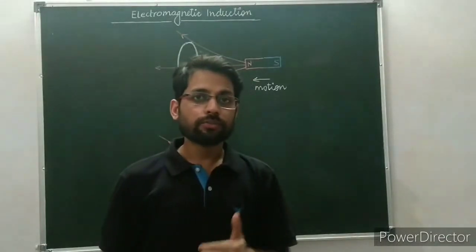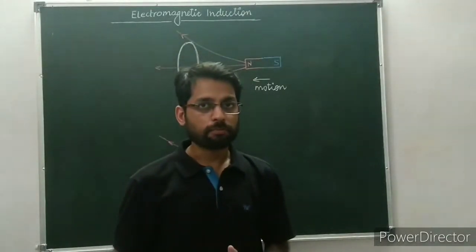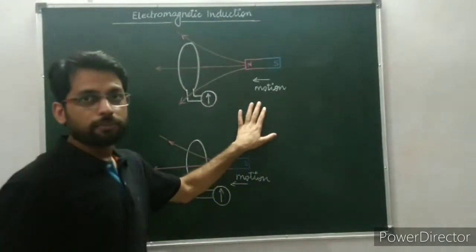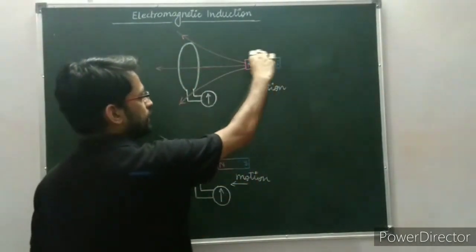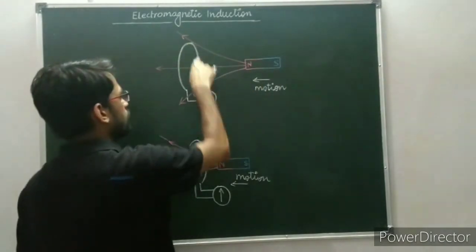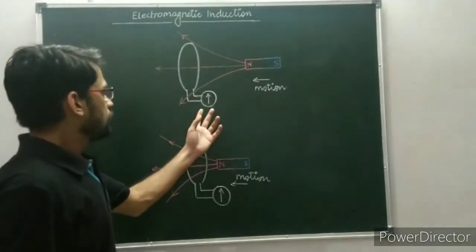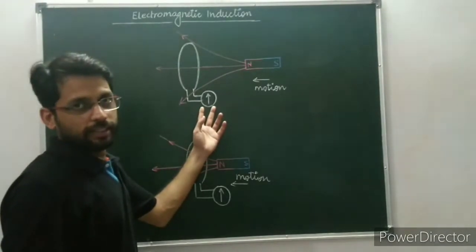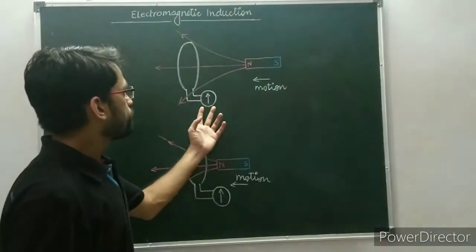Now come to the cause of electromagnetic induction. In the experiment, we see that when the magnet approaches the loop, you see a deflection in the galvanometer.